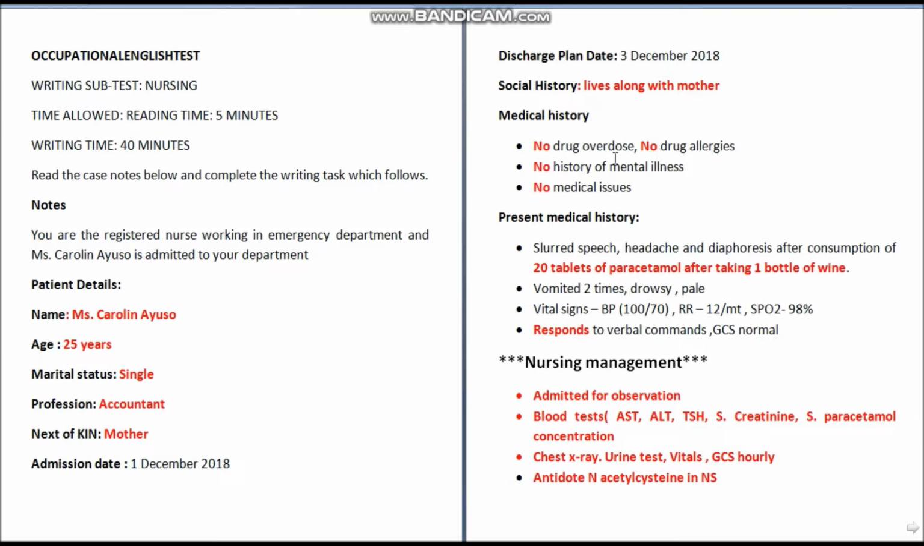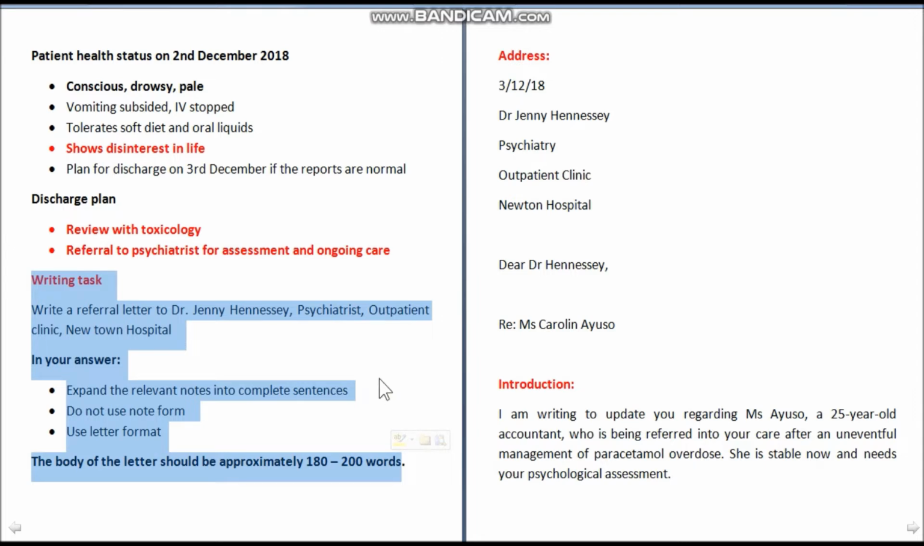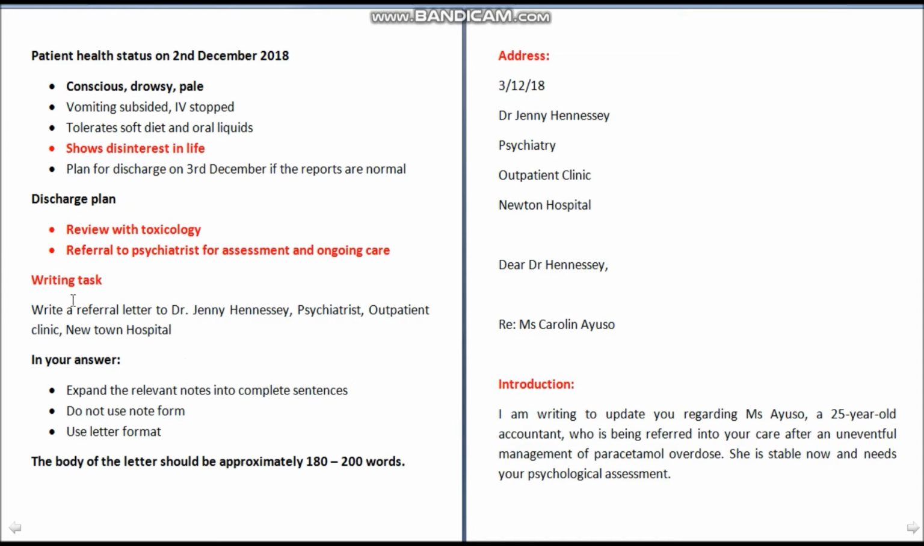First of all, please go to the writing task without wasting your time. After reading the writing task we will have a clear idea which type of letter this is and where we are going to refer or discharge the patient. So we will read the writing task. Write a referral letter. So this is a referral letter to Dr. Jenny Hensey, a psychiatrist, outpatient clinic, Newtown Hospital. It means this is a referral letter and we are referring to the psychiatrist.